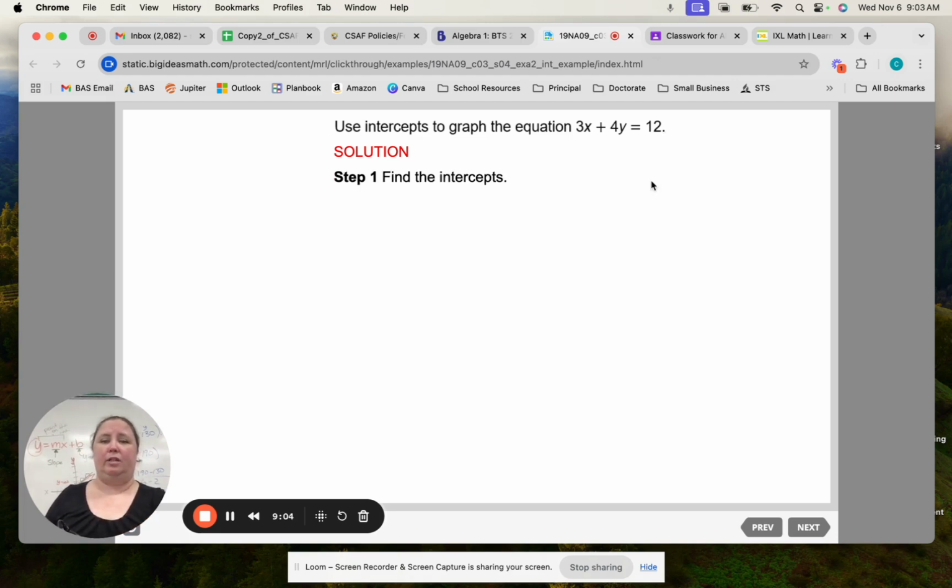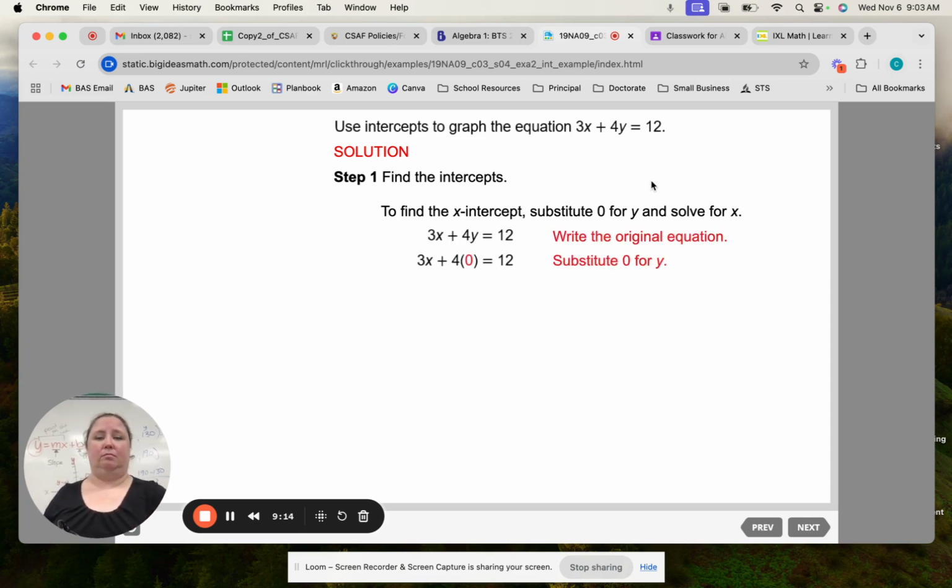All right, so what we're going to do is find the intercepts. So we're going to plug in a 0 for the opposite intercept that we're solving for. So if we're solving for x, wherever that y is, I'm going to plug in a 0, like so. So write this in your journals. Because that's really easy. What's 4 times 0? 0.